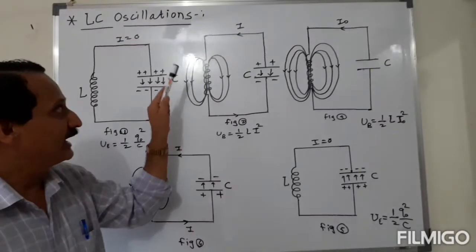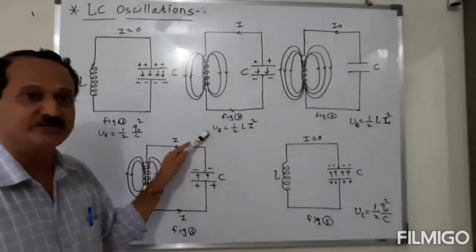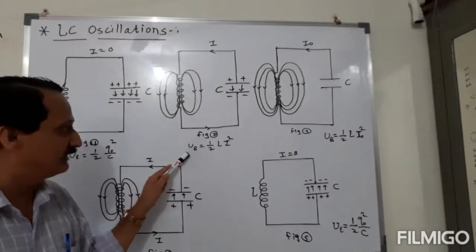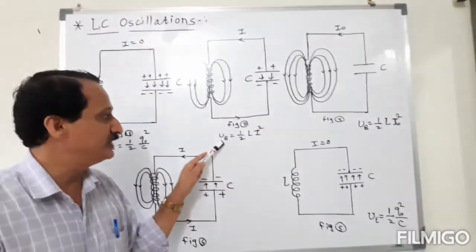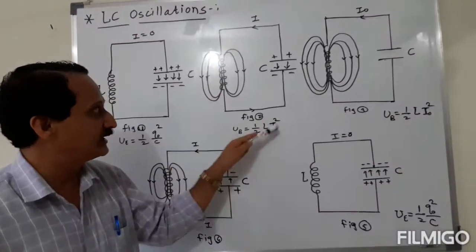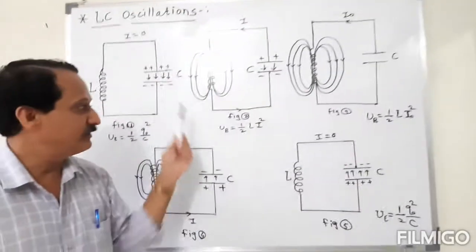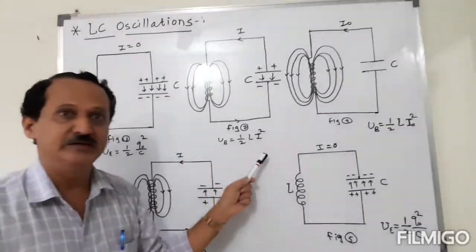As the current produces the magnetic field, magnetic field energy is stored in the inductance, and that energy is given by UB = 1/2 L I squared, where L is the inductance of the coil and I is the current flowing through the coil. We know as the current increases, the magnetic field energy also increases.